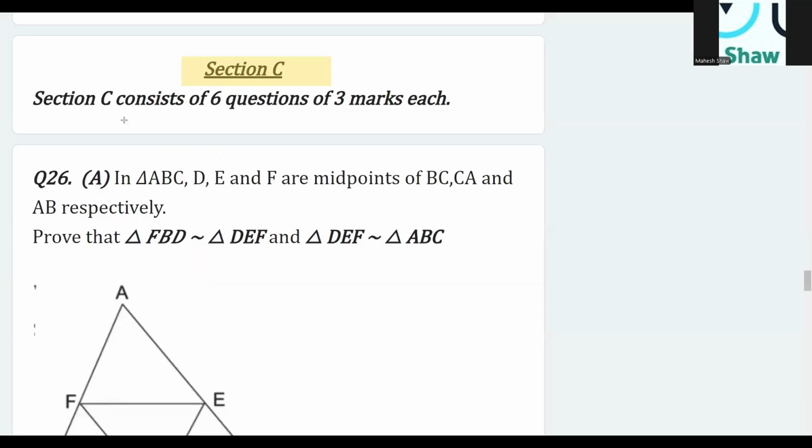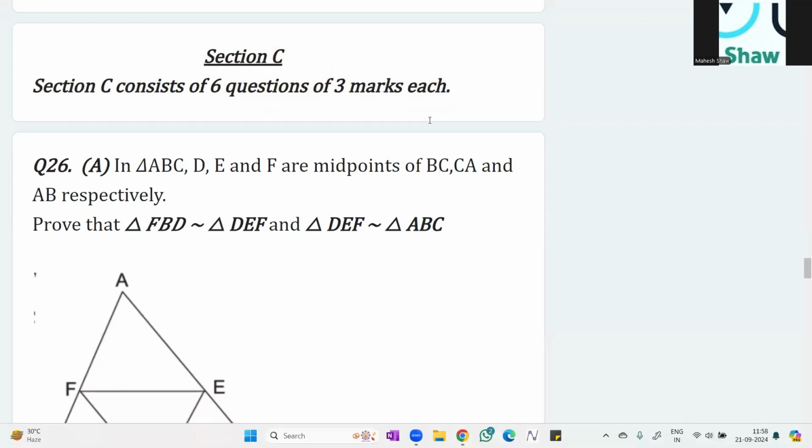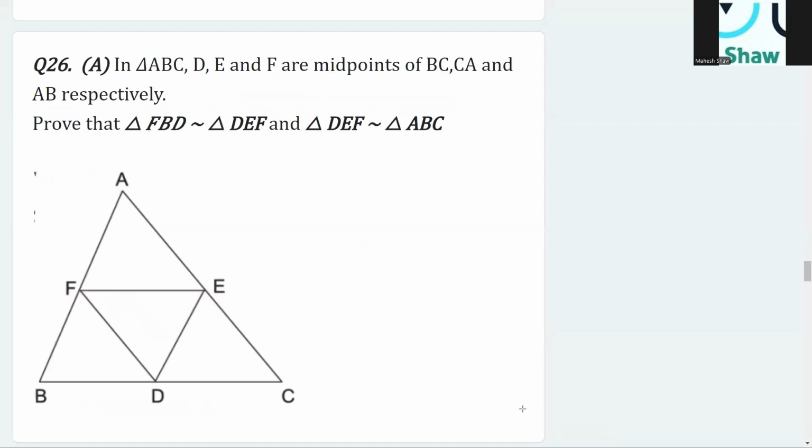Now we are on section C of the sample paper. In this section, we have 6 questions with 3 marks each. Well, I'll be solving its odd part as well. Now, the first question here is question number 26 from this section.